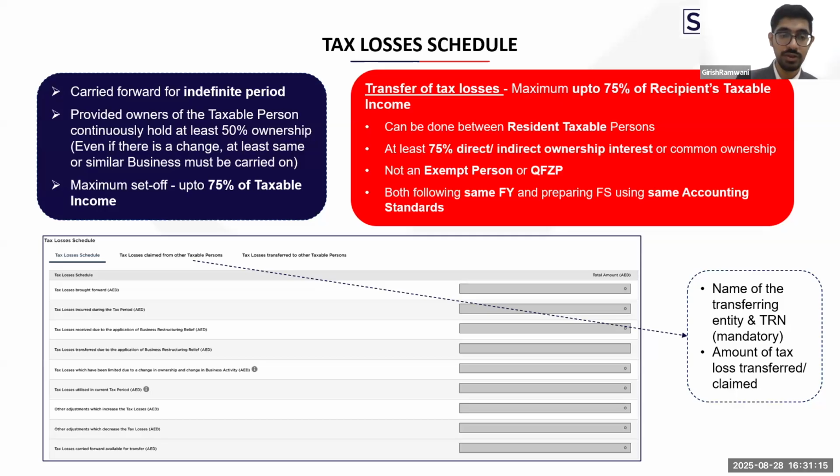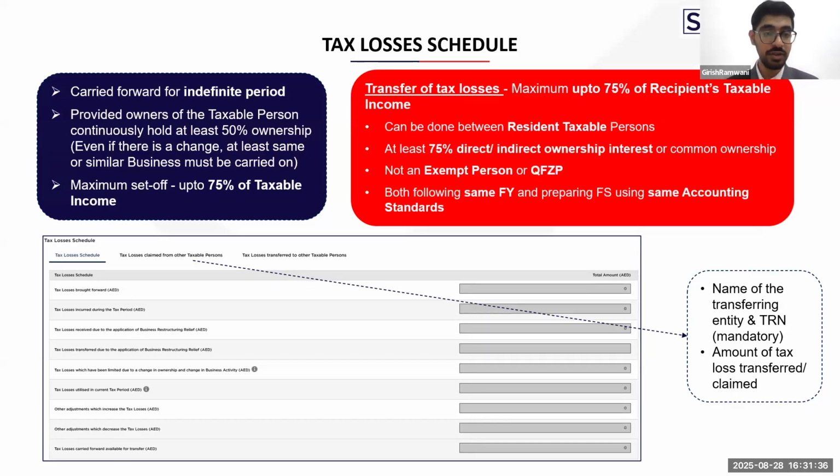If you open the schedule, you will have to fill the relevant details. What is the tax loss which is brought forward? That is going to automatically come from your past returns. The tax losses incurred during the year, tax losses which cannot be allowed to be carried forward, which have been utilized during the year, any other adjustments, plus minus, whatever has been transferred, everything is going to come over here.